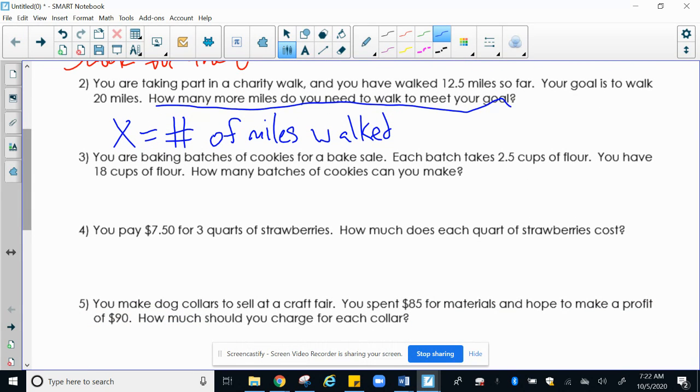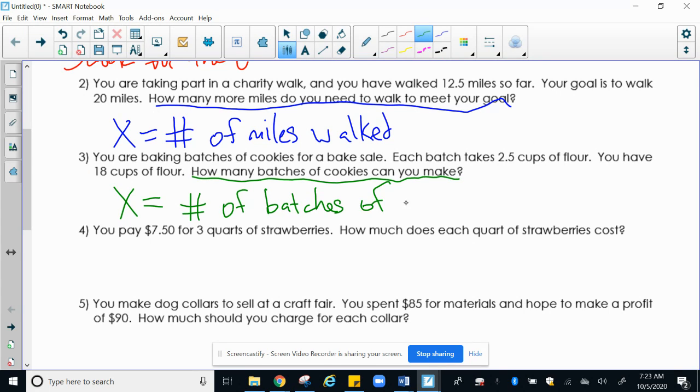Number 3 says you are baking batches of cookies for a bake sale. Each batch takes 2.5 cups of flour. You have 18 cups of flour. How many batches of cookies can you make? Again, we read through and identify that question part. Variable always comes from the question part. It says how many batches of cookies can you make? So X would represent the number of batches of cookies.